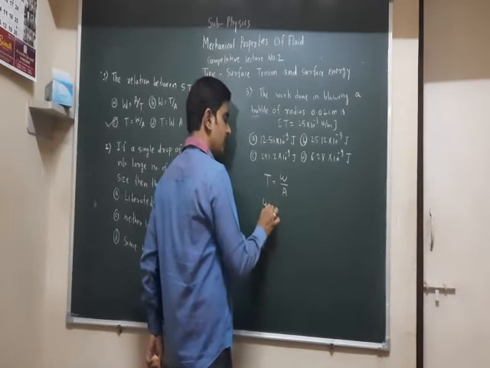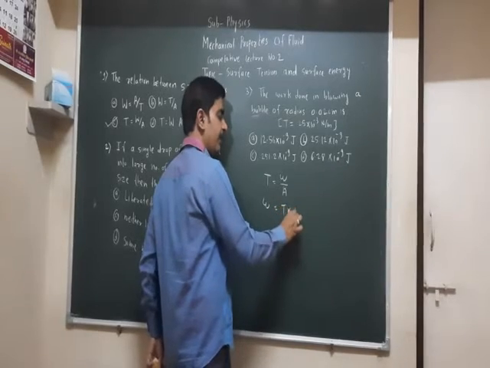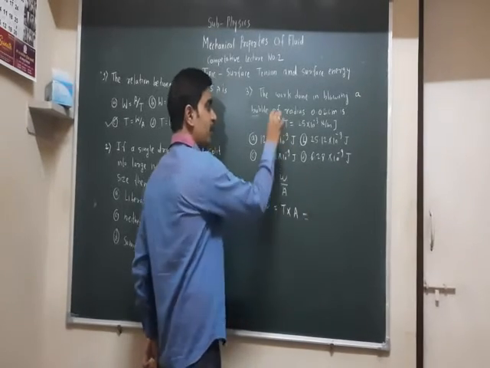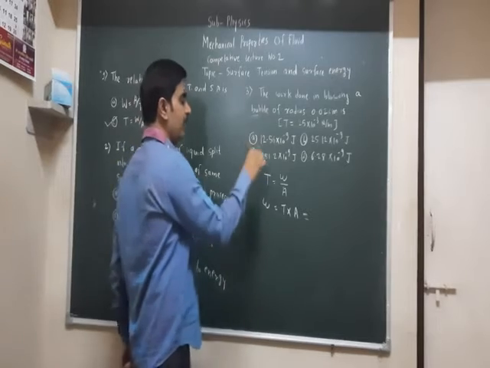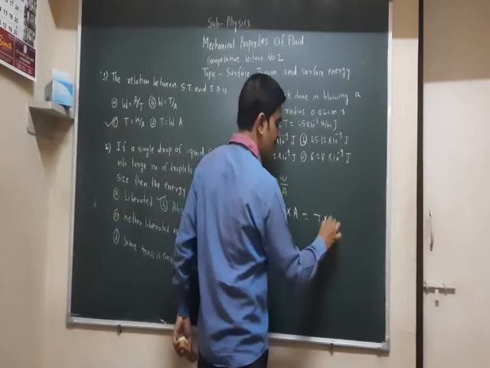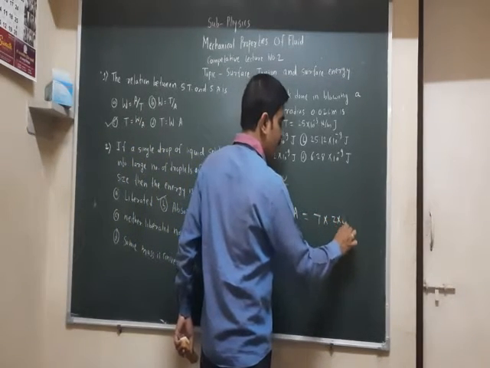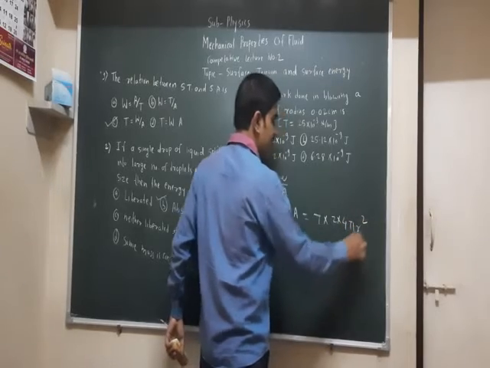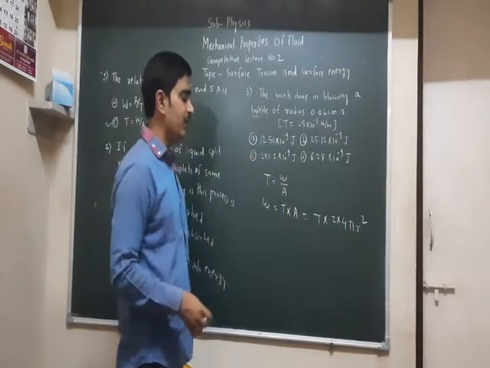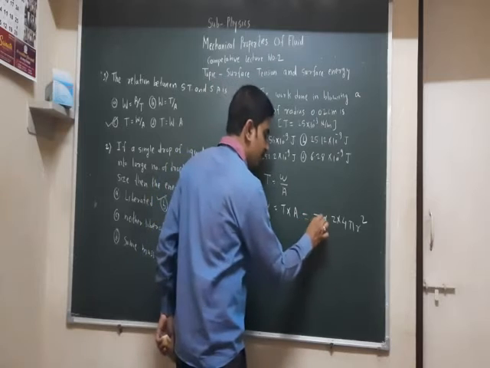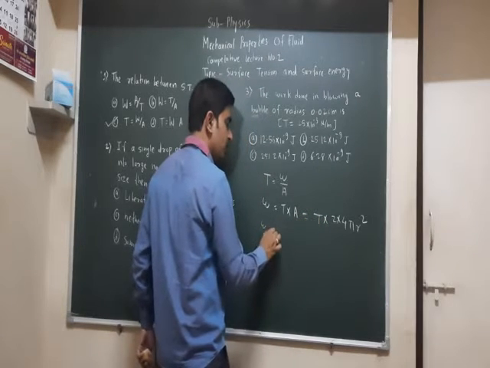So work done is equal to the surface tension into the area. And now, as per the question, it is a bubble. So we have written T into area, 2 multiplied by 4 pi r square, because two surfaces are in contact with the air. Now we have to substitute the values.